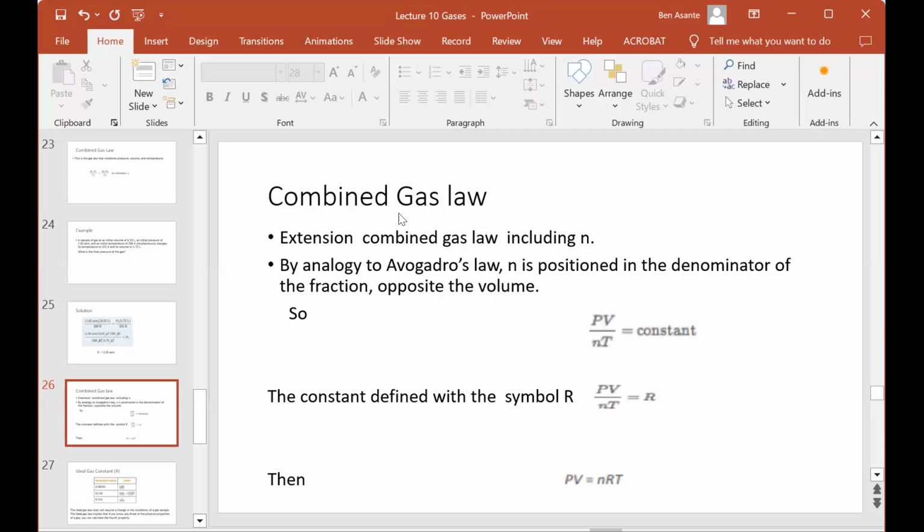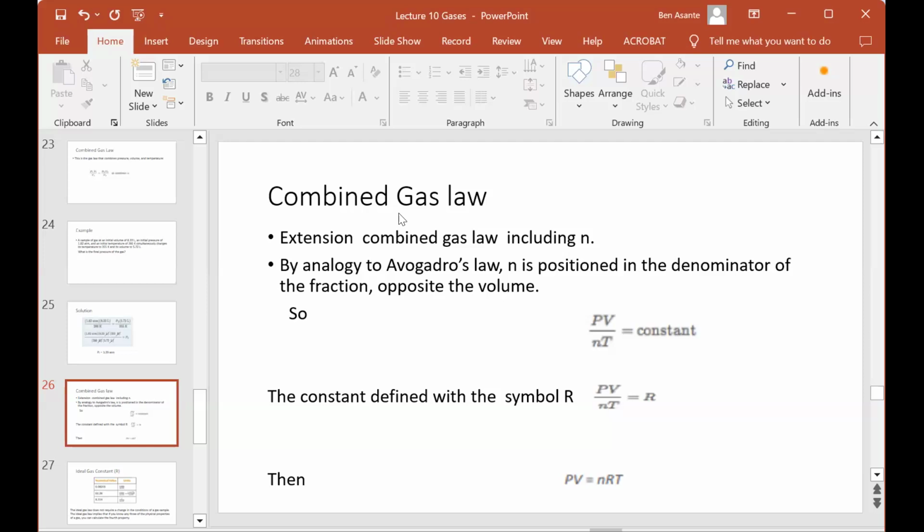In the situation you just did, the number of particles, the moles, was kept constant: P1V1 over T1 equals P2V2 over T2. The n is constant. For this part, the n is not constant. When you find out that n is not constant, then you can use PV over nT equals R. If you cross multiply both sides by nT, then you have PV equals nRT.